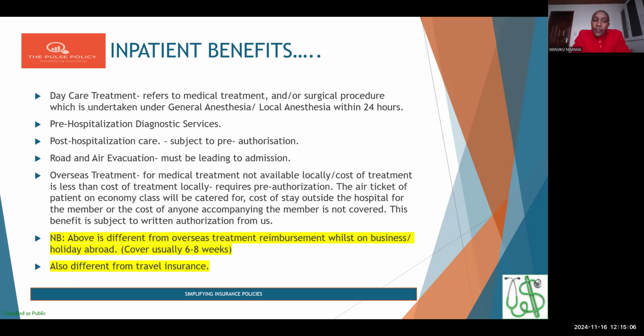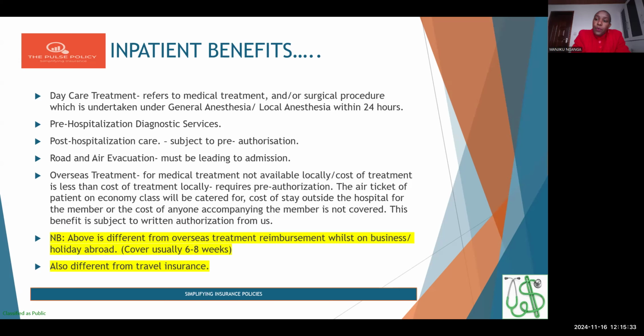Now, we also have overseas treatment. This is whereby you want to undergo a certain procedure or seek treatment out of the country. In most cases, this is going to be authorized if the treatment is not locally available, or the cost of treatment for that ailment is less compared to the cost locally. In that case, you're going to get pre-authorization from the insurance company.